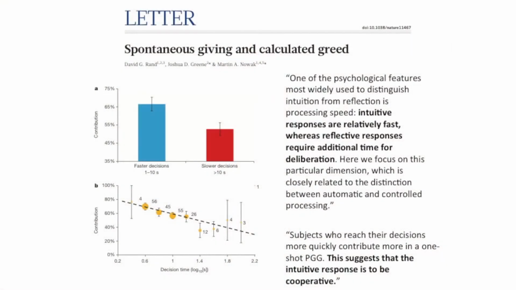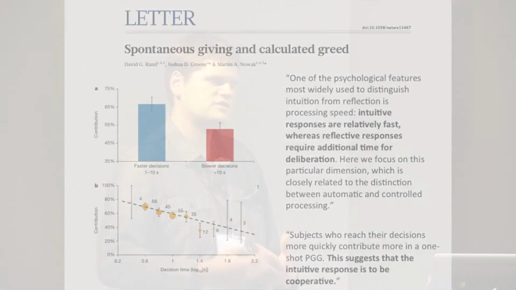So there's this prominent paper that came out a couple of years ago in Nature that basically addressed this point directly. This paper is called Spontaneous Giving and Calculated Greed. They lead off saying, intuitive responses are relatively fast, whereas reflective responses require additional time for deliberation. So they do a series of experiments, but the motivation for this paper was a public goods experiment. What they found was that in this one-shot public goods experiment, the subjects who decided more quickly contributed more compared to the subjects who decided more slowly. So subjects who decided more quickly were more pro-social.